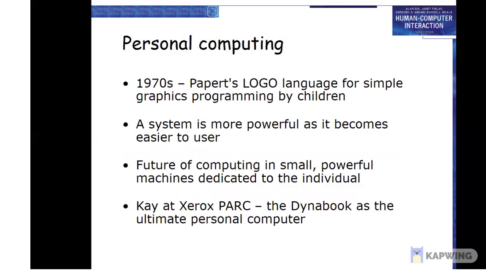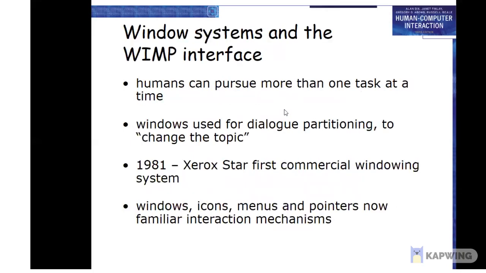Then came the PC. In the 1970s, Papert's Logo language for simple graphical programming by children. A system is more powerful as it becomes easier to use. The future of computing is in small, powerful machines dedicated to individuals. Alan Kay at Xerox PARC, the Dynabook, was used as the ultimate personal computer.